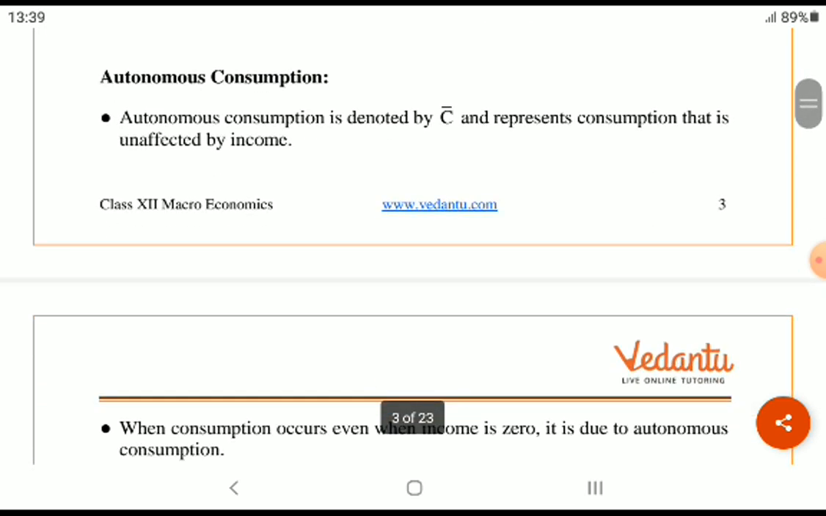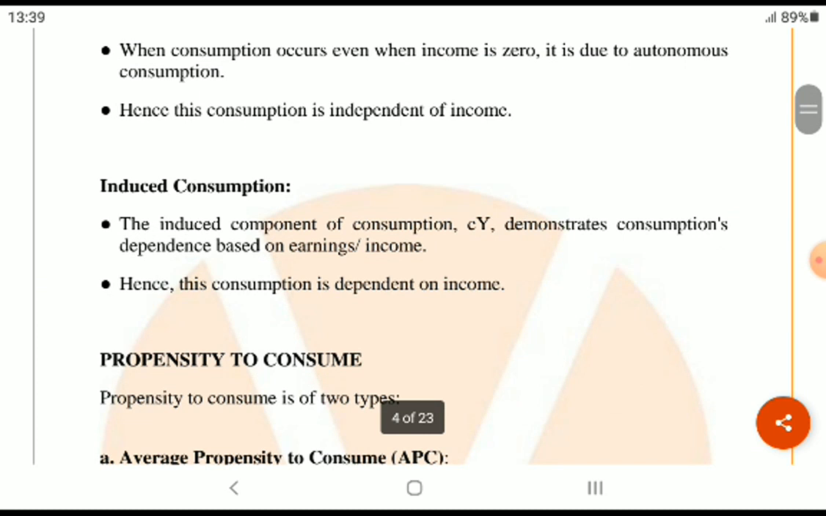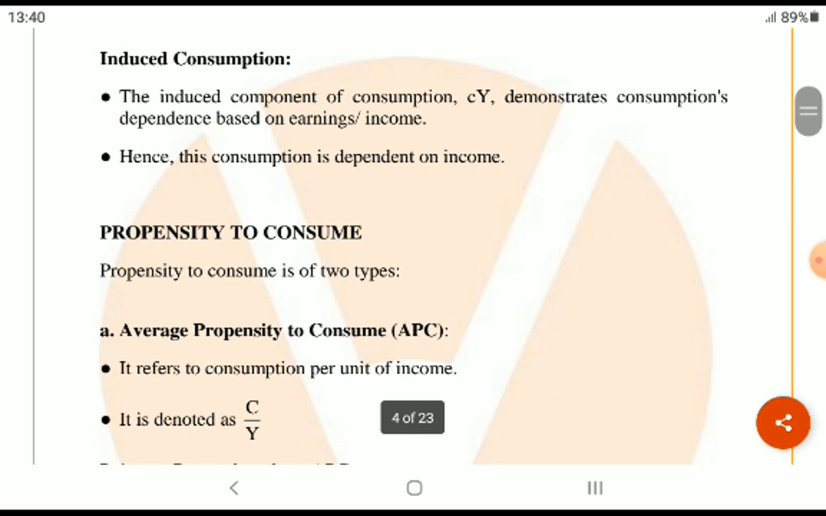Autonomous consumption is denoted by C dash and represents consumption that is unaffected by income. When consumption occurs even when income is 0, it is due to autonomous consumption. Hence, this consumption is independent of income. Induced consumption, the induced component of consumption cY, demonstrates consumption dependence on income. Hence, this consumption is dependent on income.